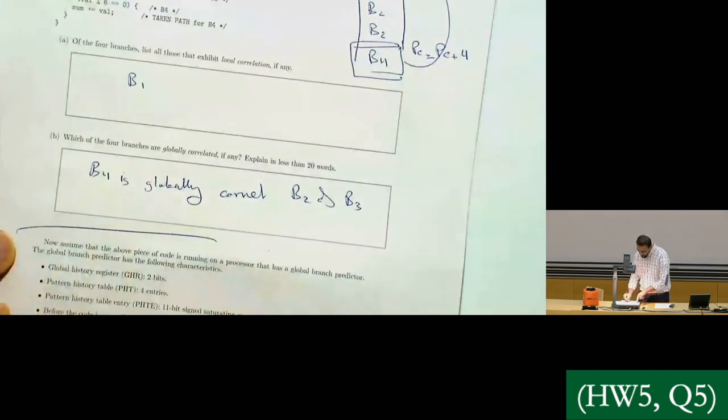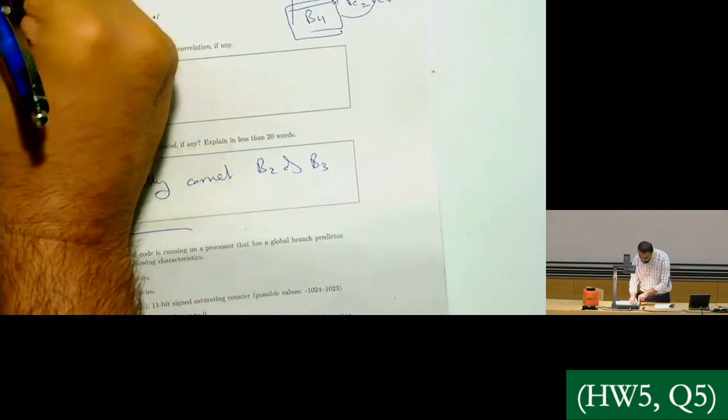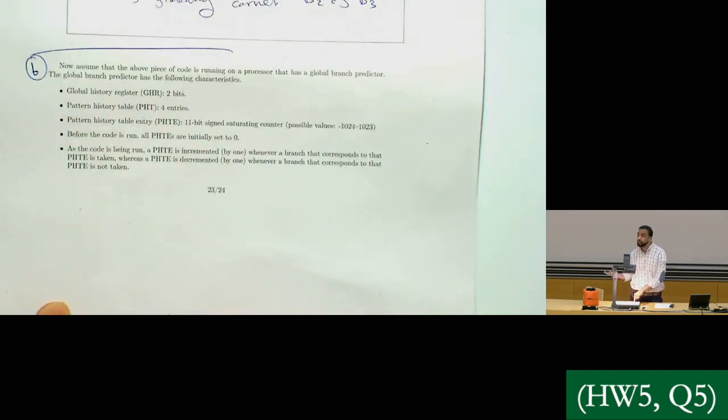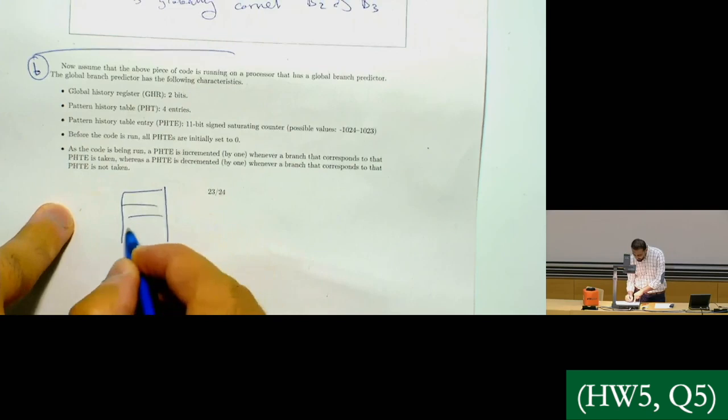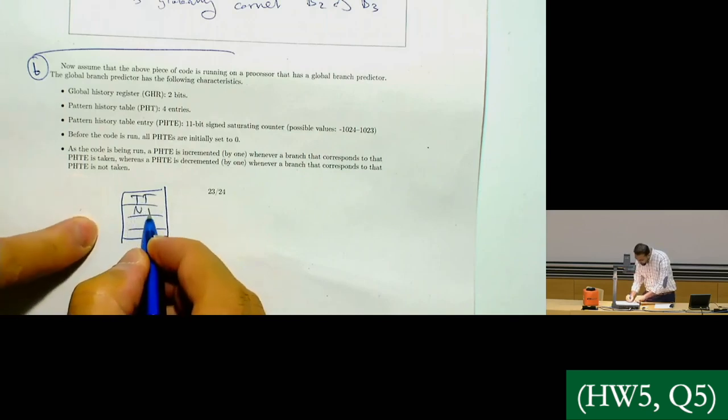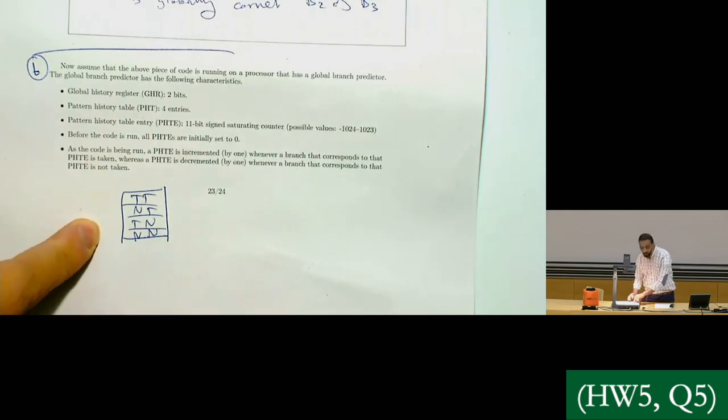Okay, so now for the second part of the question. So this should be B or 2, and this is A. Now I want to run this piece of code on a processor that has a global branch predictor. I'm given a global history register that has only 2 bits. You could have 3, 4, but here I'm only having 2 bits. 2 bits mean I have 4 entries. For the global history register, what I'm storing is whether 2 branches are taken or not. So it could be taken-taken, not taken-taken, taken-not taken, and not taken-not taken. One of those entries. So I'm considering 2 branches at the same time.